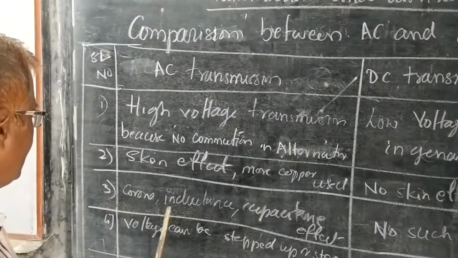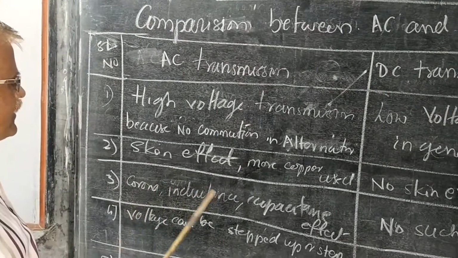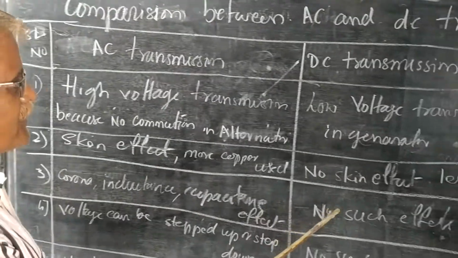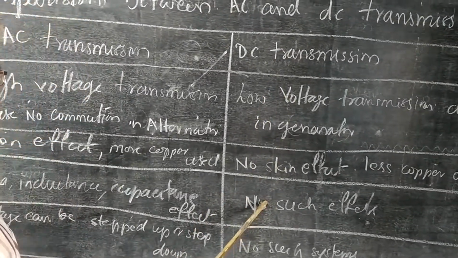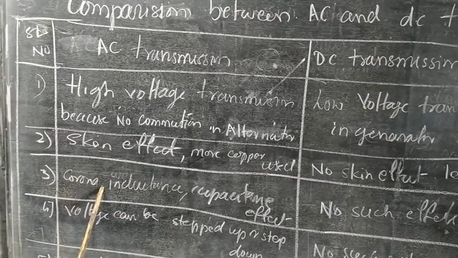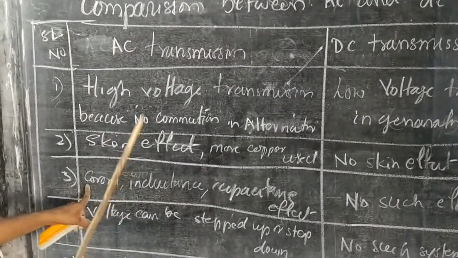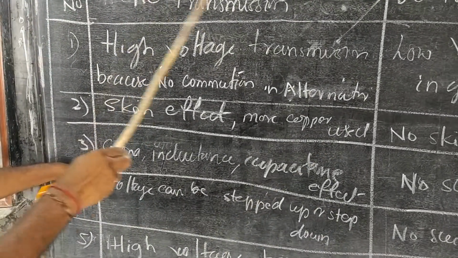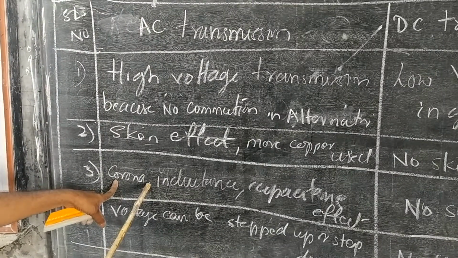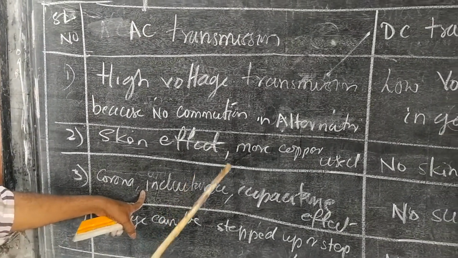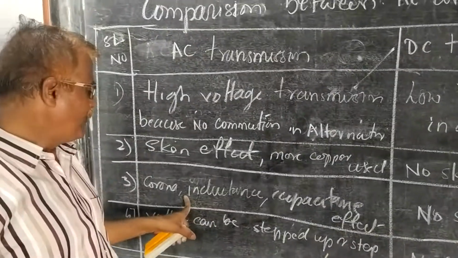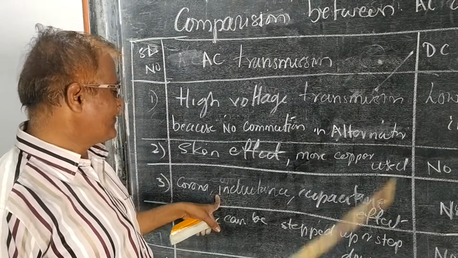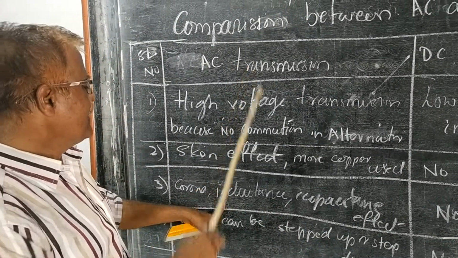Next are some problems like corona, inductance and capacitance effects in AC transmission. There are no such effects in DC transmission. In AC transmission, the corona effect means a small blue flame occurs over the transmission conductors. So that is the corona effect. And the inductance effect means that in AC the voltage across the inductors opposes the main applied voltage. So such an effect is also in AC transmission.